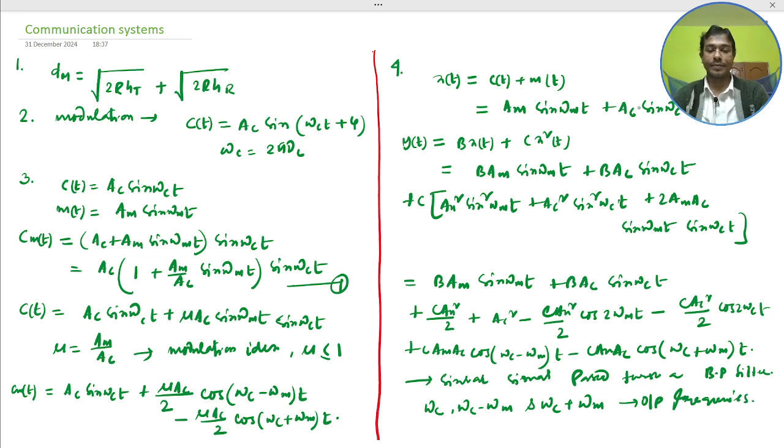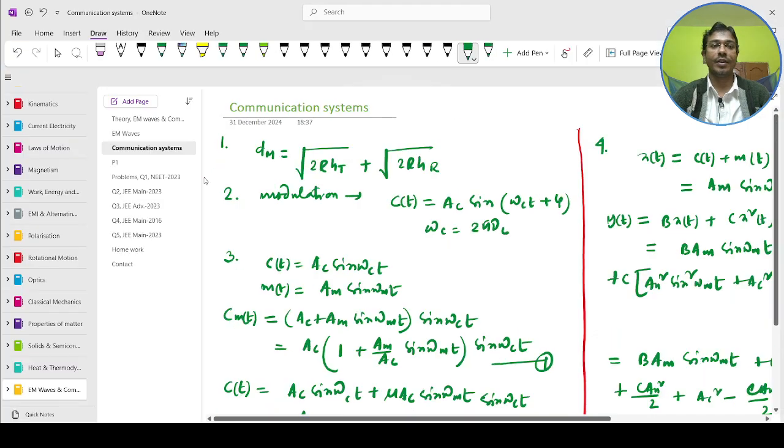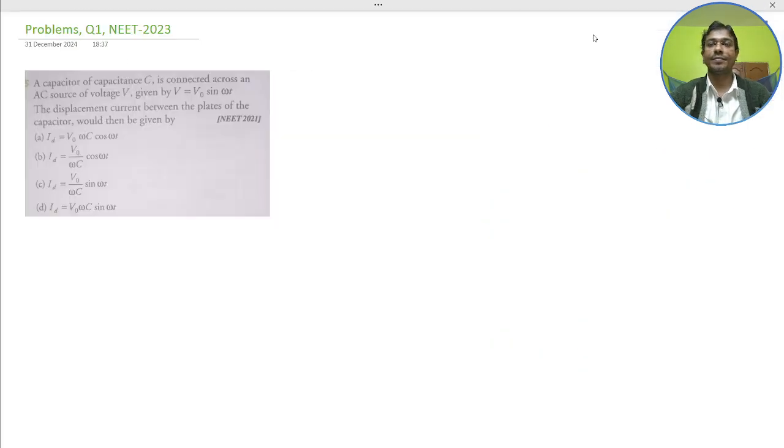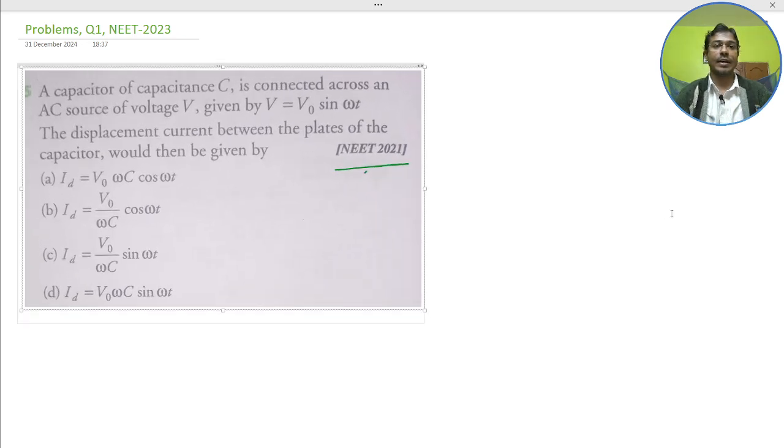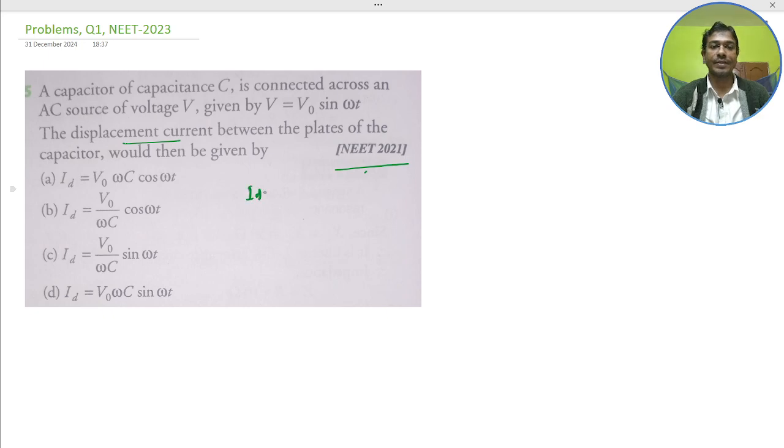So we just covered this chapter summary. Now we switch our lecture to the problem discussion session. First one is coming from NEET 2021. It says that a capacitor of capacitance C is connected across an AC source of voltage V. I just zoom this question for your better understanding. You have to find the displacement current, that means ID.